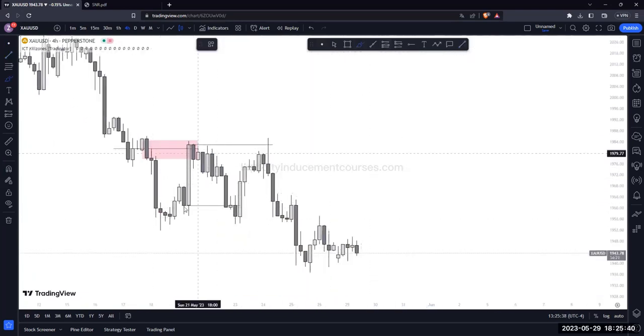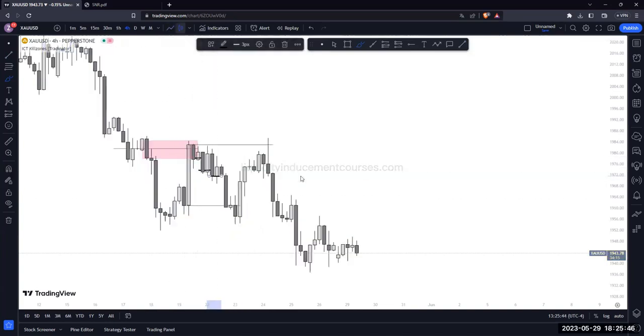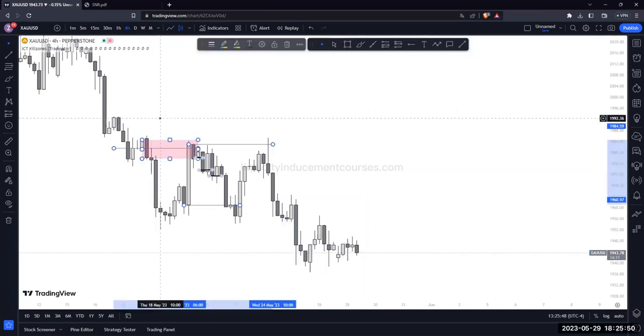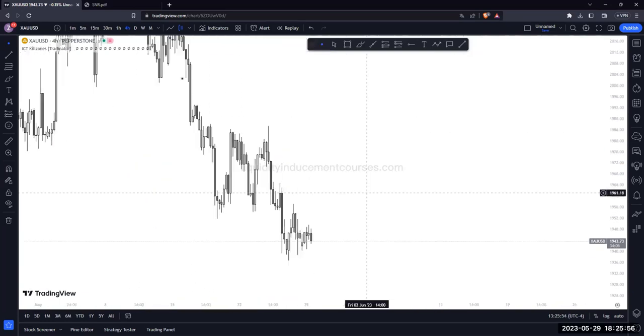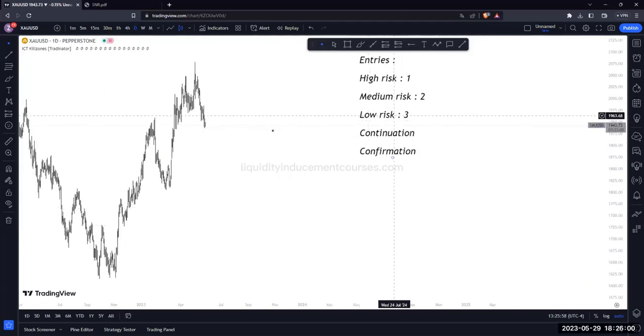Why did I pick this low and not this one, not this one, not this one? Because these ones have been made after the touch. So this one has been made before the touch. That's called the external breakout. And these ones are called the internal breakout. Very good. And yeah, that's the low risk entry.